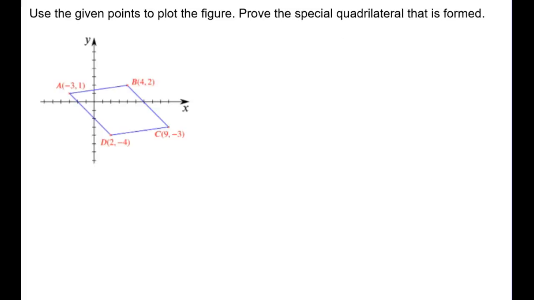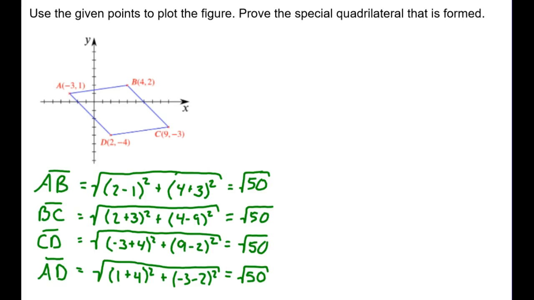In this first example, use the given points to plot the figure, and then prove the special quadrilateral that is formed. Looking at this, it appears that the side lengths might all be congruent to each other. So that could be a rhombus or a square. So we need to find the length of each of these sides. So we have to use the distance formula 4 different times. So using the distance formula 4 times, we find the lengths of AB, BC, CD, and AD. Simplifying, we get radical 50 for all of those.